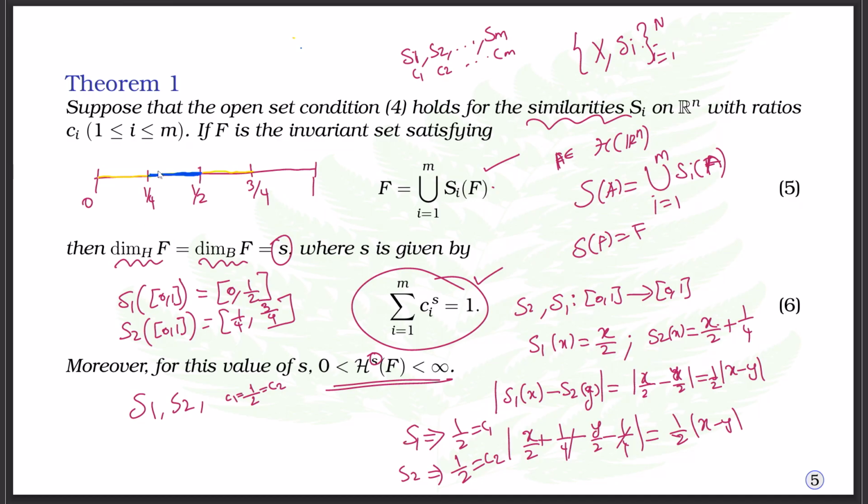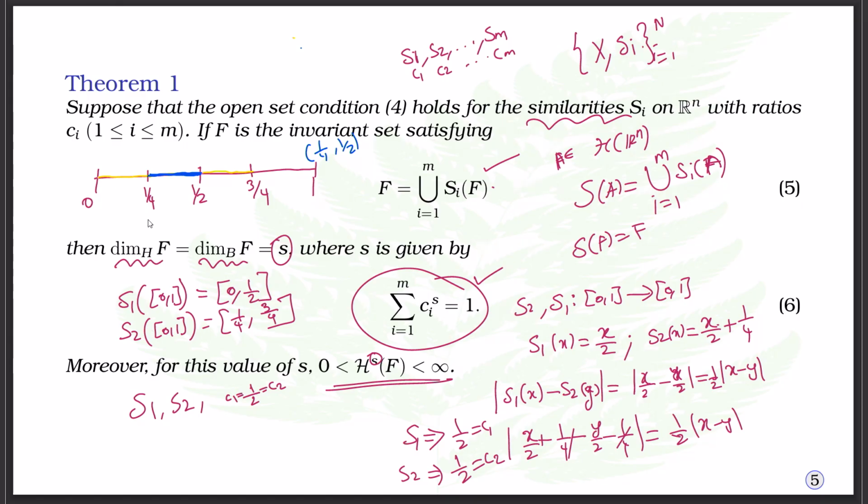If you take any open set between here, say for example (1 by 4, 1 by 2), and apply this mapping, the image of this one is not contained in (1 by 4, 1 by 2). Therefore, this S1, S2 does not satisfy the open set condition. Then one can think what is the attractor of this one? This will give the overlapping set.